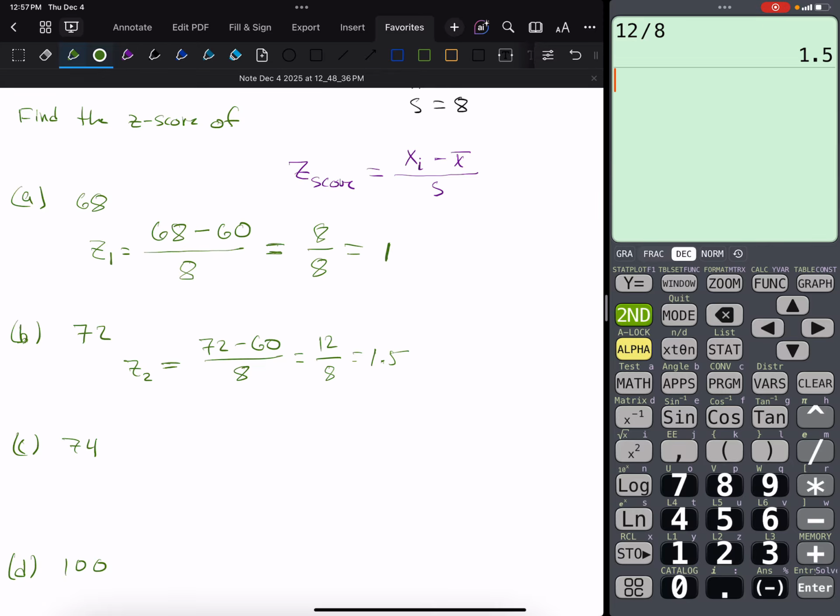Let's try 74. If I do my z-score for 74, that's going to be 74 minus 60 divided by 8. And so 14 divided by 8, which will be 7/4 if I want an actual ratio kind of number for it, or 1.75 if I want my decimal, right? Because 8/4 would be 2, so I'm a quarter smaller than 2. And so that gives me my 1.75. Now, because I understand z-scores, I know that means I'm 1 3/4 standard deviations above my mean at this point.